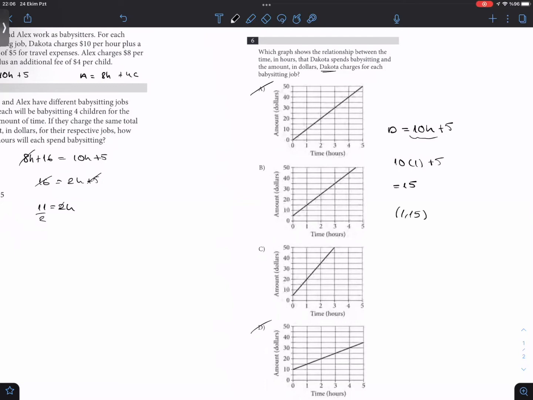Looking at our selections, the C choice gives us (1, 20), which is incorrect. Looking at B, as a last check, it contains 1 and 15. So the correct answer is B.